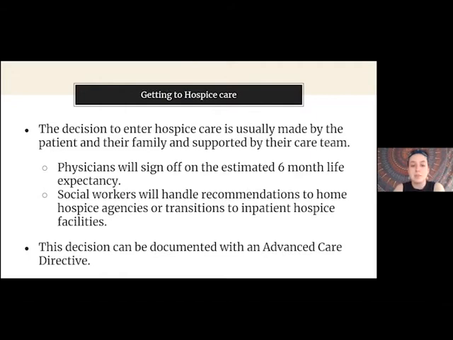And this decision can be made prior to the later end of that transition and documented with an advanced care directive.